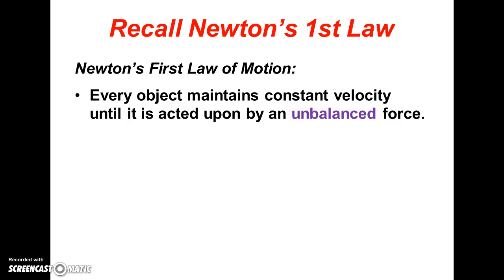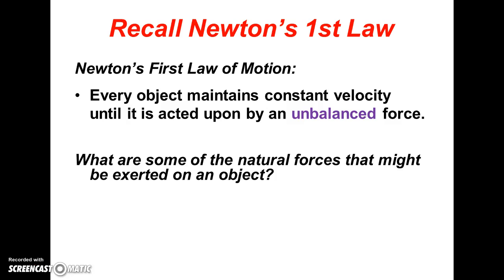The first law talked about unbalanced force, and then we described some of the possible unbalanced forces that might act on an object. We came up with three natural forces: friction, air resistance, and gravity. We're going to be dealing with air resistance and gravity when we're dealing with falling bodies.